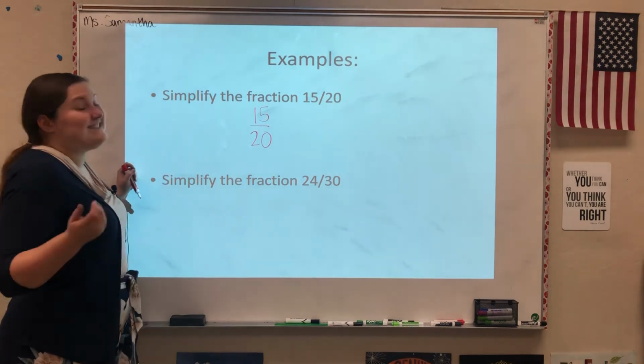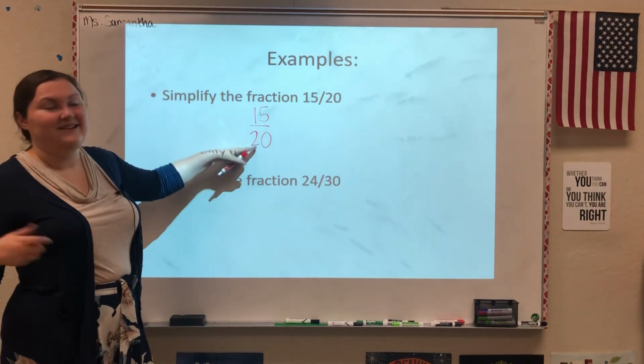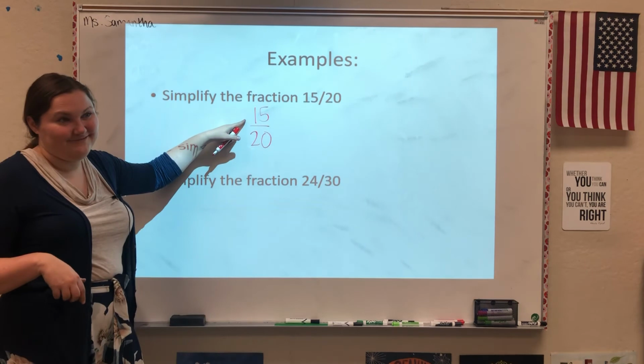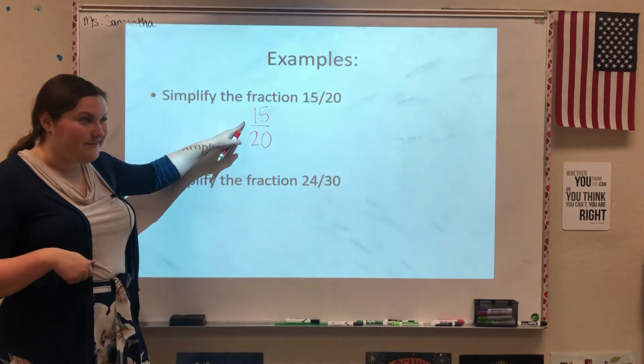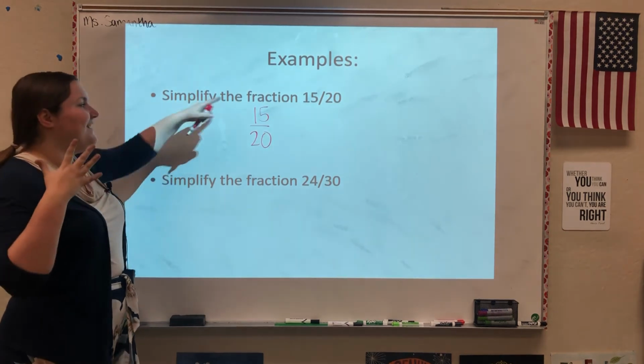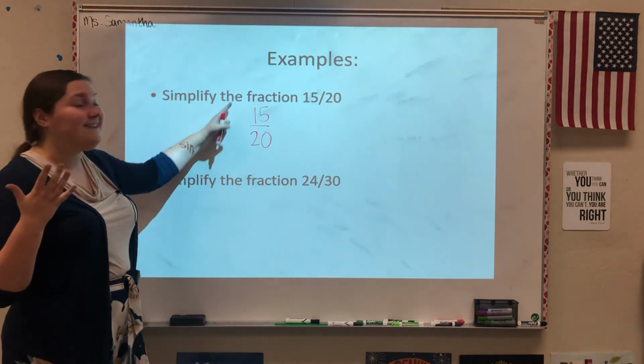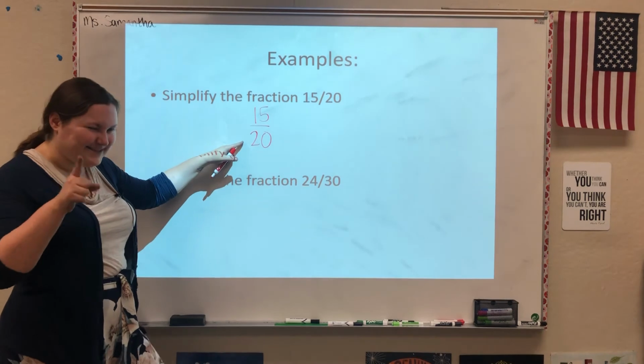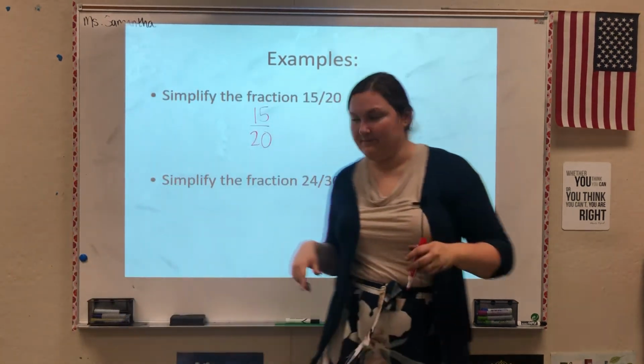Maybe you were thinking 10. I can divide 20 by 10. Can't divide 15 by 10. 2, can divide 20 by 2, but not 15 by 2. That common number you can divide both of them by is 5. I can divide 15 by 5, and I can divide 20 by 5. Has to be the same number that you're dividing both times.